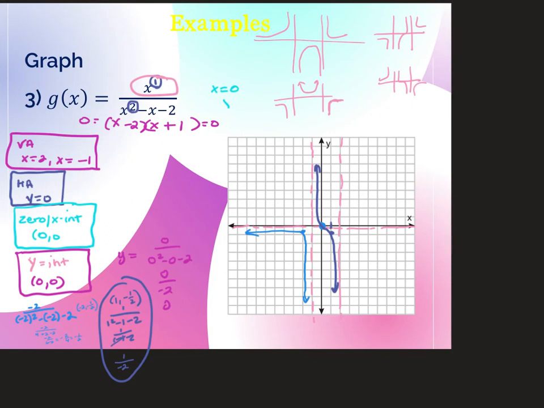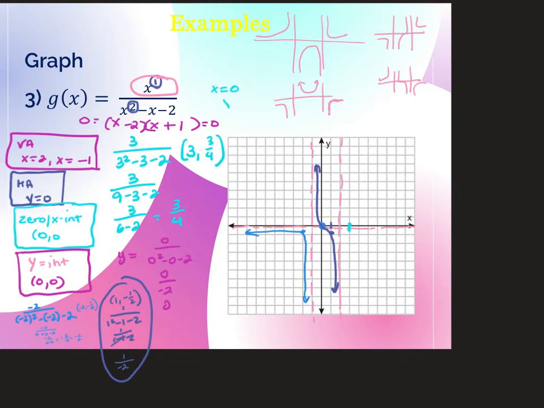And then I need something to the right of the furthest right asymptote, which is sitting at 2, so I'm going to plug in 3. So 3 over 3 squared minus 3 minus 2 is 3 over 9 minus 3 minus 2, 3 over 6 minus 2, 3/4. I plugged in 3, I got 3/4.